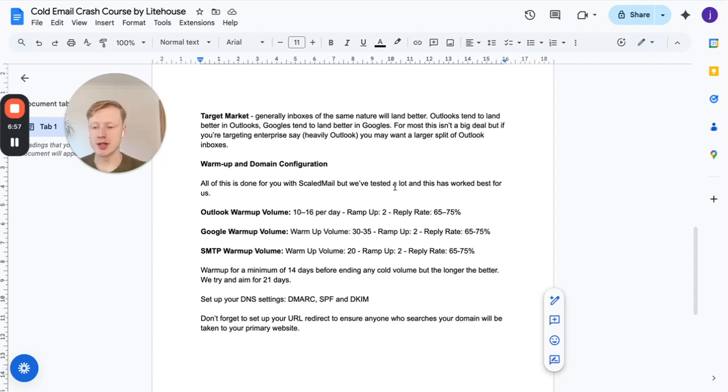But I think as a general rule of thumb, 2-to-1 warm-ups to cold, decently high reply rate on your warm-ups. In terms of how long to warm your inboxes up for, 14 days is the minimum, but the more the better. A lot of times we'll try and aim for 21 days unless we're really constrained by time. And the longer you run them, the safer that they will be.